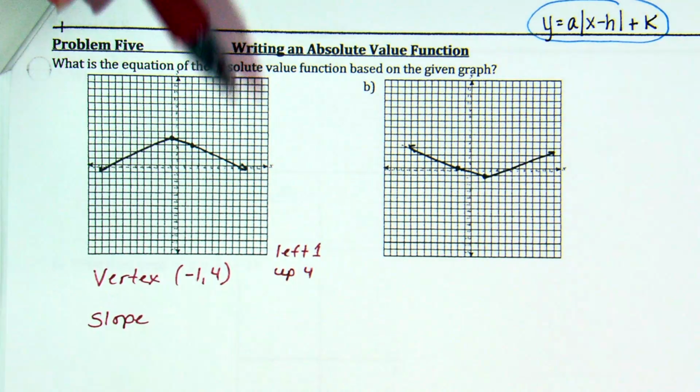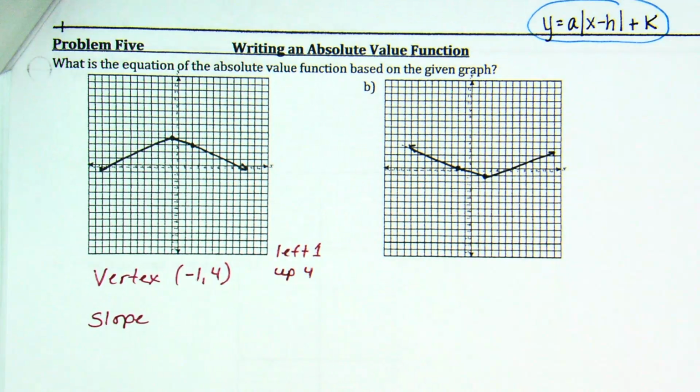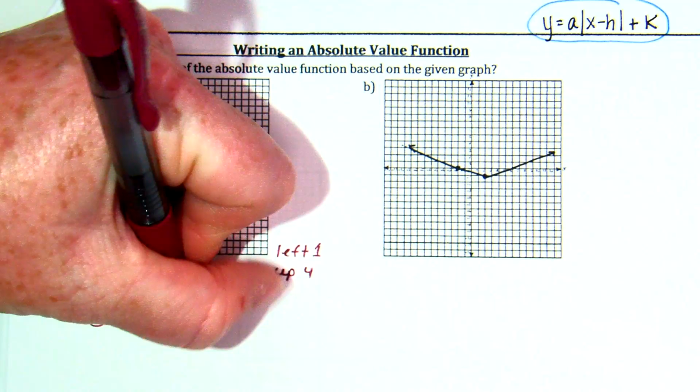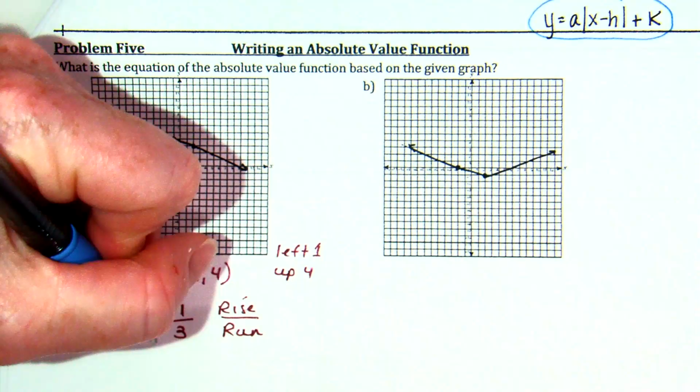So what are we doing? If there's a dot there and a dot there, we're going where? Down 1 and over 3? Okay. So down 1, right 3. And we did that by using our favorite slope phrase of rise over run. And so what is that? Negative 1/3. That's going to go in for A.